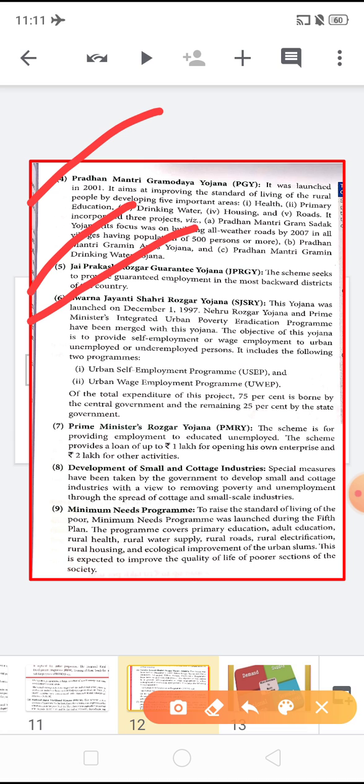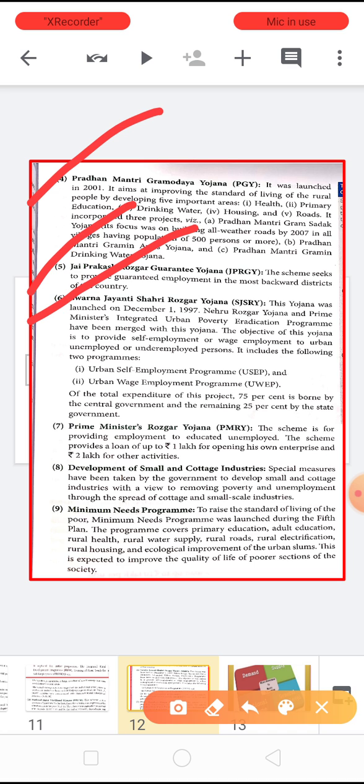And the next is Swarna Jayanti Shehri Rojgar Yojana. So children, this Yojana was launched on December 1, 1997. Nehru Rojgar Yojana and Pradhan Mantri Integrated Urban Poverty Eradication Program have been merged with this Yojana. The objective of this Yojana is to provide self-employment or wage employment to the urban unemployed or underemployed people, which includes the following two programs. The first one is the urban self-employment program, and the second is the urban wage employment program.